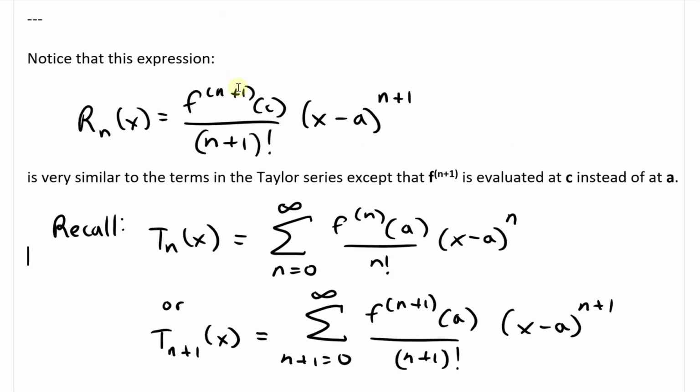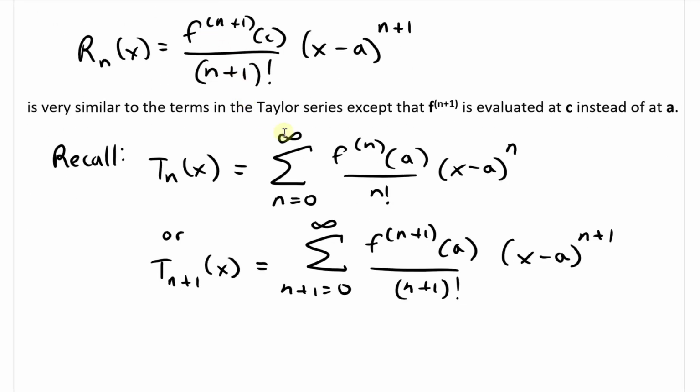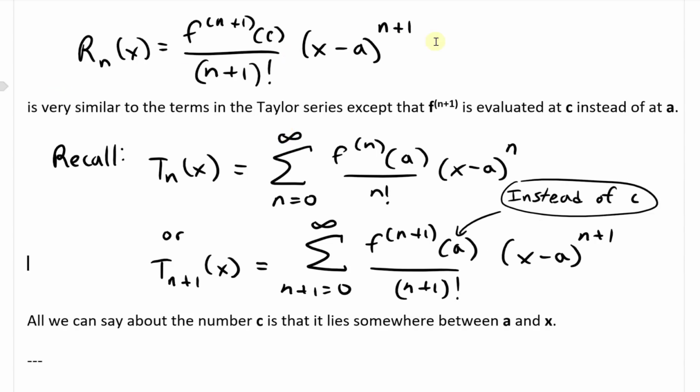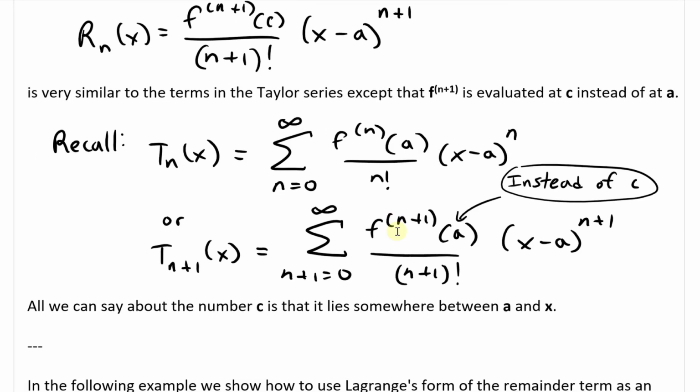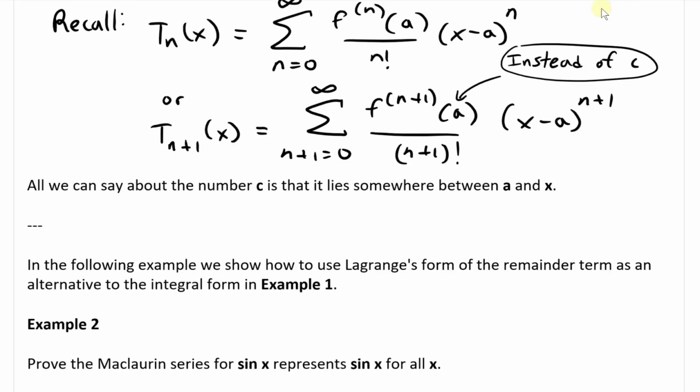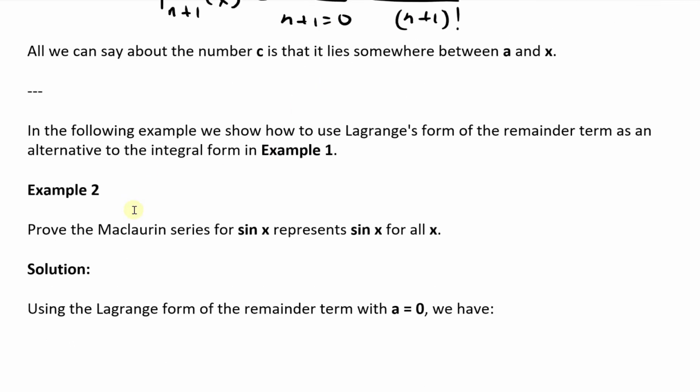So just notice here, we have this exact same expression there, except instead of a, we have c. Circle that. There we go. So now all we can say about the number c is that it lies somewhere between a and x, again by the intermediate value theorem. That's all we know. So that's it for this derivation. Very, very interesting stuff. Alright, so now let's go forward and do an example to illustrate this.